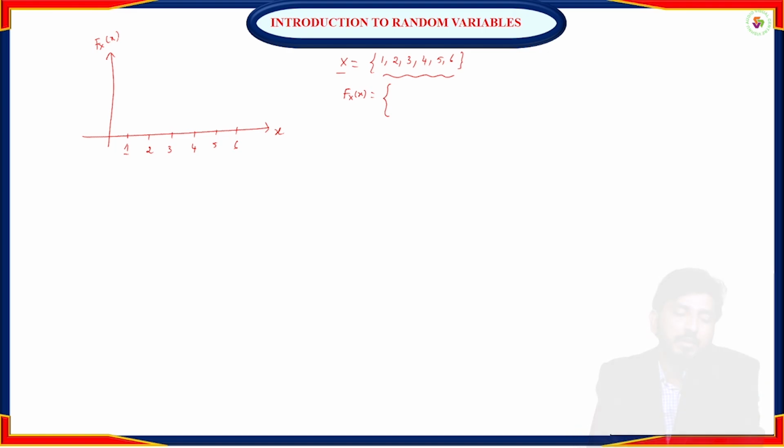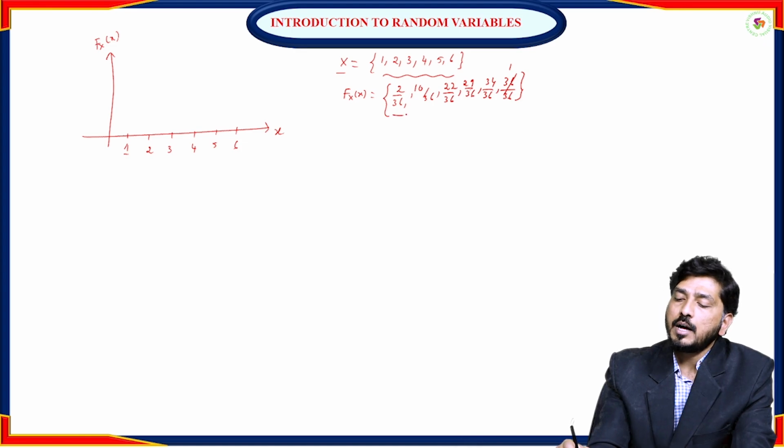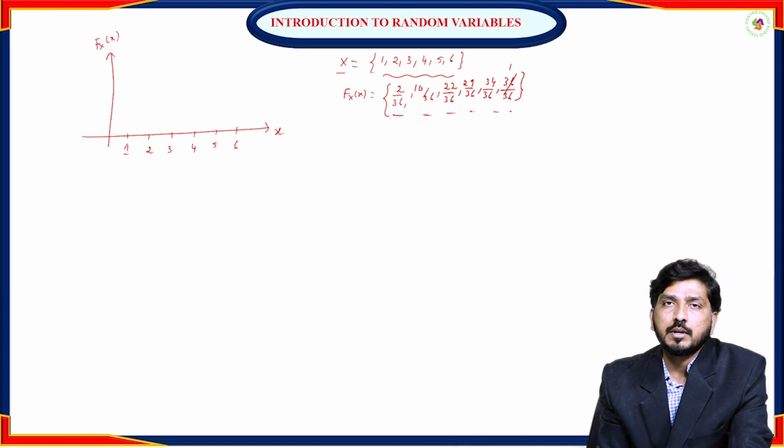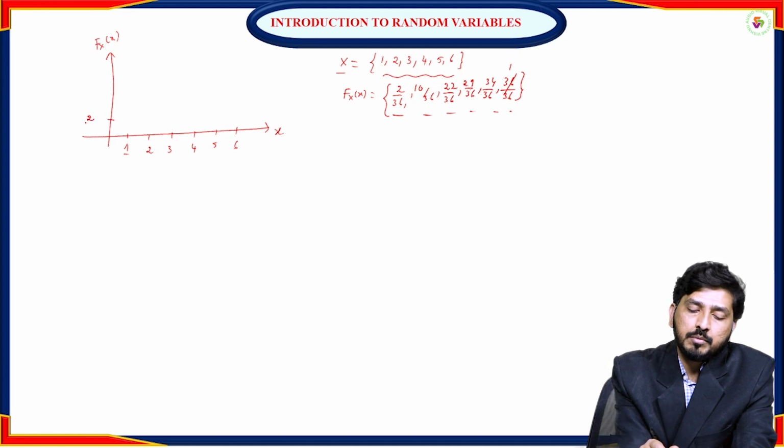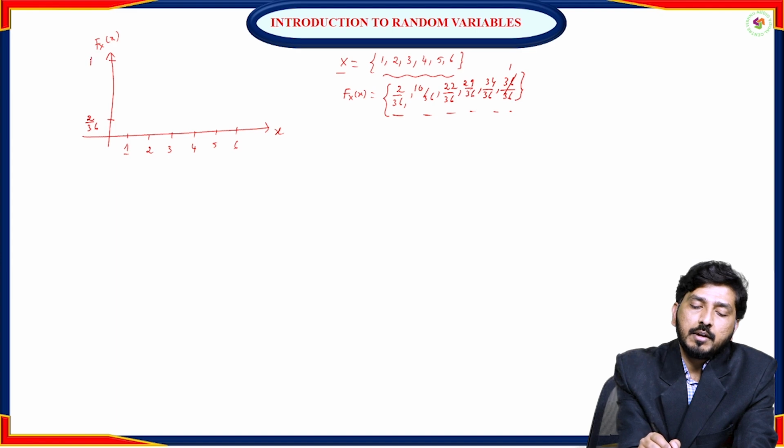Now we have the distribution function values F_X of x for the corresponding random variable elements, not probabilities. The distribution function values we got are 2 by 36, 10 by 36, 22 by 36, 29 by 36, 34 by 36, and the final one 36 by 36, which you can also write as 1. Now you mark all these distribution values of the individual elements on the y axis, from 2 by 36 up to the final value 1. How many values have you got? Six.